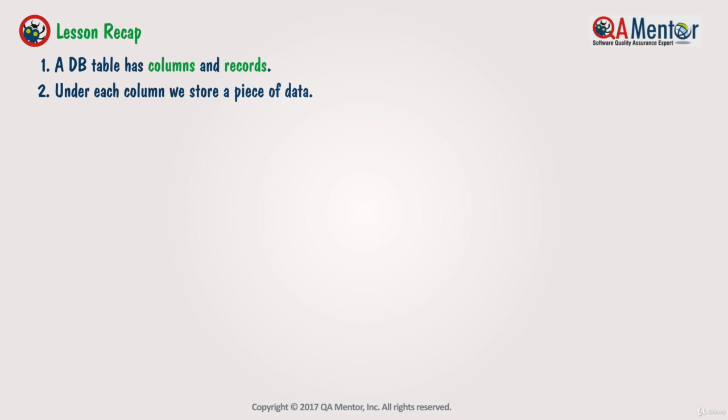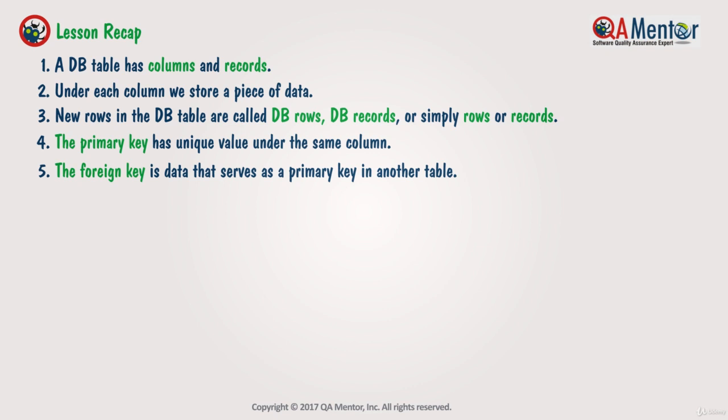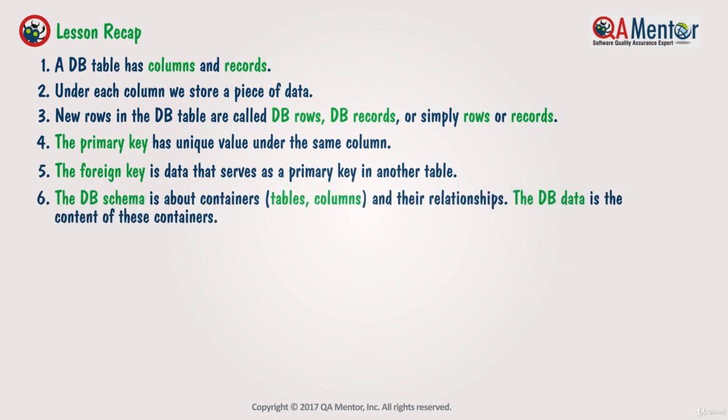Lesson recap. 1. A DB table has columns and records. 2. Under each column we store a piece of data. 3. New rows in the DB table are called DB rows and DB records, or simply rows or records. 4. The primary key has a unique value under the same column. 5. The foreign key is data that serves as a primary key in another table. 6. The DB schema is about containers, tables, columns, and their relationships. The DB data is the content of these containers.